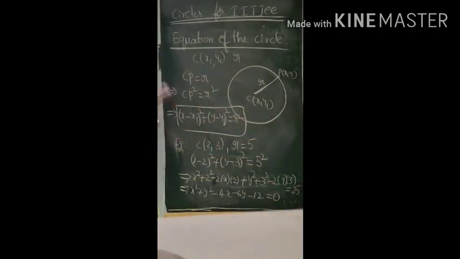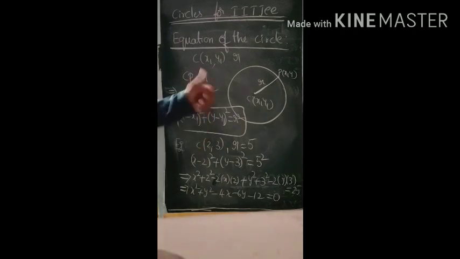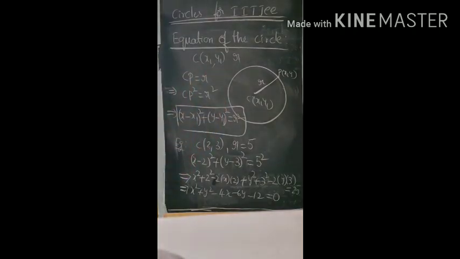So in this concept we discussed the definition of the circle, the equation of the circle, and one example on that. The equation of the circle, when the center is (x1, y1) and the radius is r, is (x minus x1) whole square plus (y minus y1) whole square equals r square.